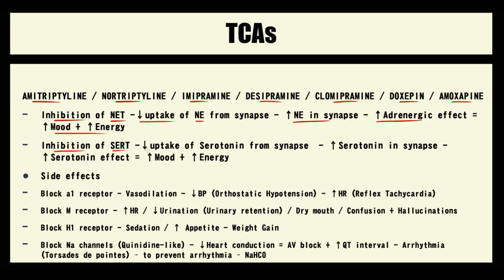So, tricyclic antidepressants inhibit the function of the SERT transporter. This causes a decrease in reuptake of serotonin from the synapse, thereby the amount of serotonin molecules in the synapse increases, and the higher the amount of serotonin molecules in the synapse, the higher the serotonin effect, and thereby the better the mood becomes and the more energy increases.